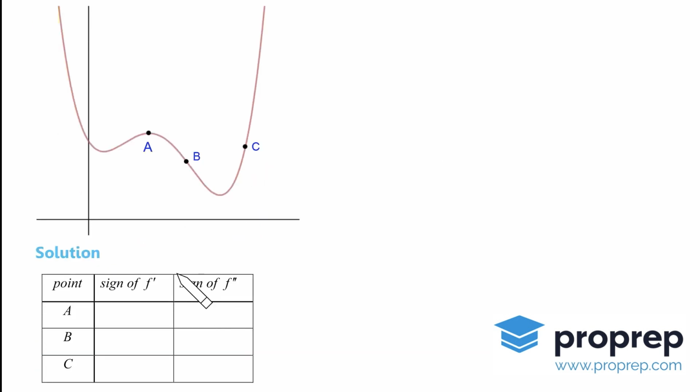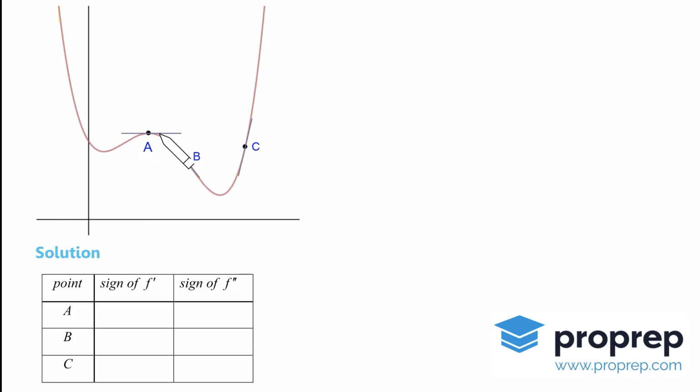Now the idea is, first of all, let's do f prime for all 3 points. F prime is positive when the function is increasing, negative when the function is decreasing, and f prime is 0 when we're at a stationary point, or, if you like, when the tangent is horizontal. So let's draw some tangent lines here, here, and here.